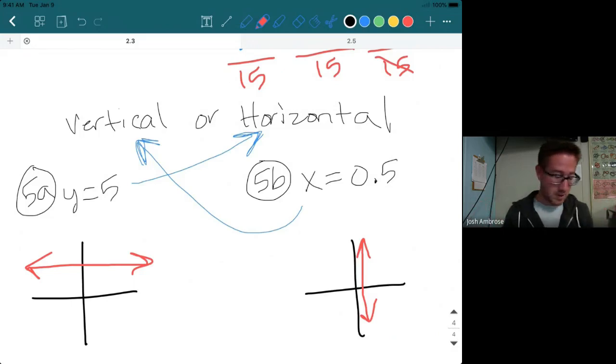Okay. That's all I got for you guys. All right, that's the notes for section 3, graphing.